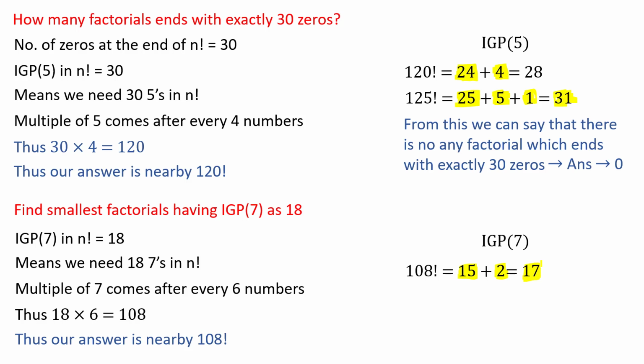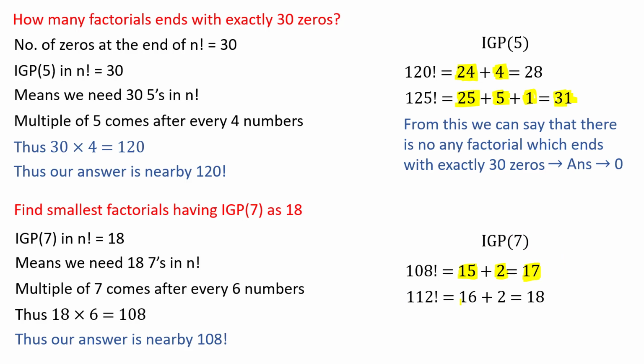So now, which factorial after 108 factorial has an extra 7 multiplied? For that, we want the multiple of 7 which is after 108. After 108, which number is a multiple of 7? That is 112, since 16 into 7 is 112. So after 108 factorial, we need to check 112 factorial. If we check 112 factorial, let's find the IGP of 7 here.